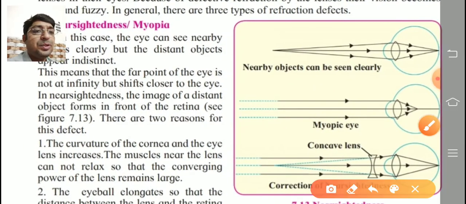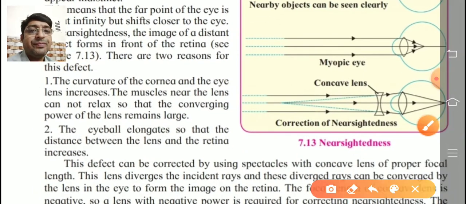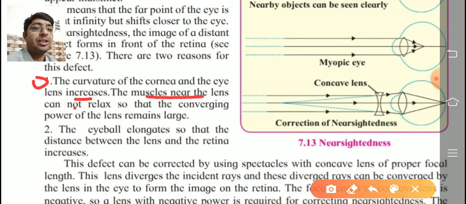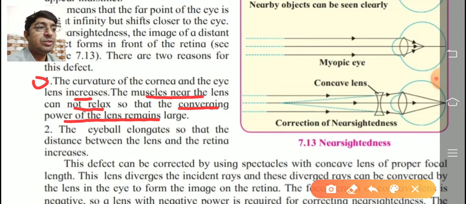There are two possible reasons. First one, the curvature of the cornea and the eye lens increases. The muscles near the lens cannot relax so that the converging power of the lens remains large. That's why converging occurs before the retina.